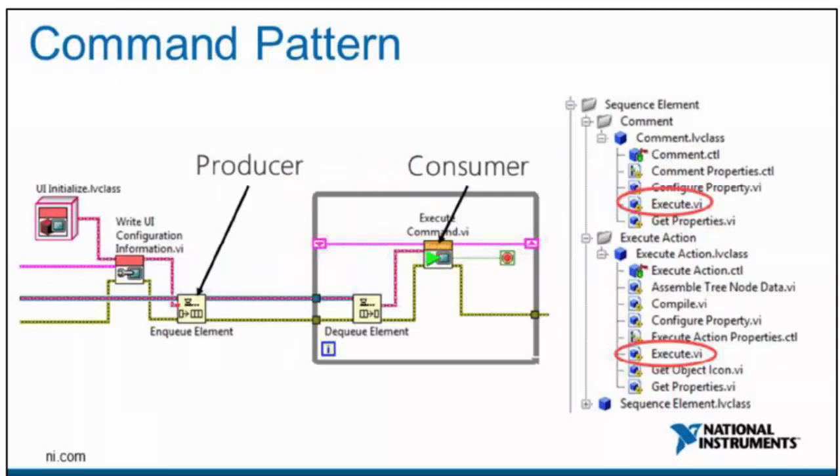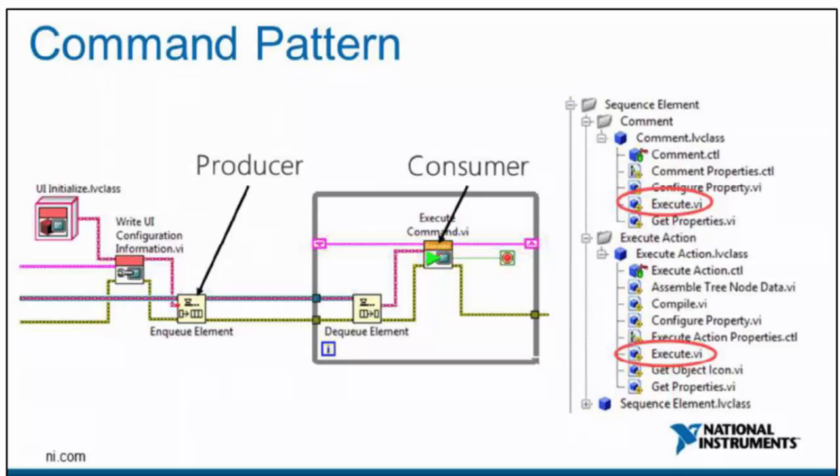The command pattern is a way to do producer and consumer architecture using class private data to send your message. Some of the difficulties with doing producer and consumer is how to bundle your message data together. Object-oriented makes that pretty easy to do, because you have your class private data to bundle your data, and then you have methods that you can call on that data.